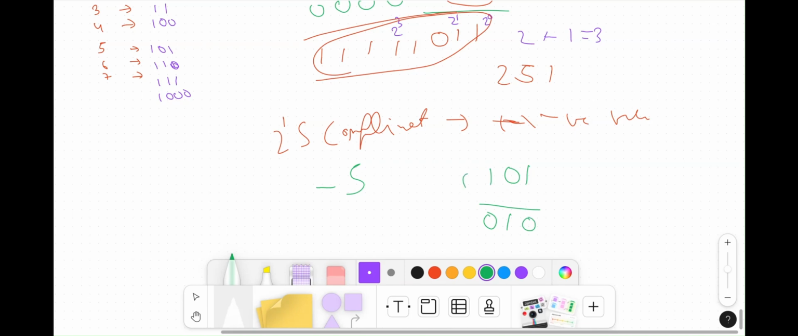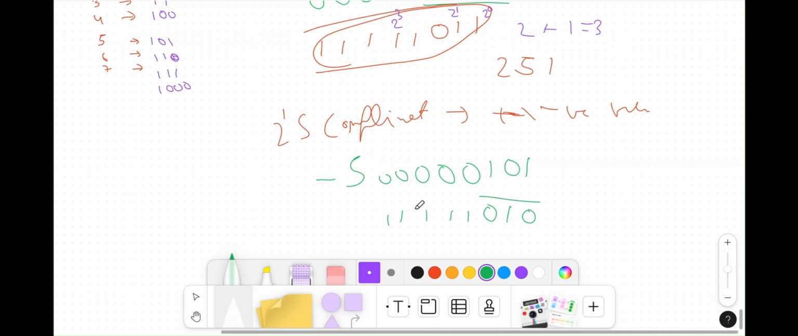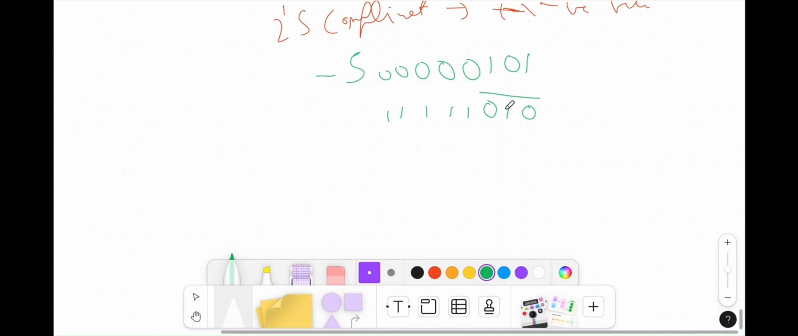Again, I made the same mistake. Let's just quickly do it. 8 bits. It's 4, 5, 6, 7 and 8. Okay, and I'm going to write the complement quickly. This is 1's complement. Now for 2's complement, what we do is we add 1. So 1, 1, 1, 1, 1, 0, 1, 1.